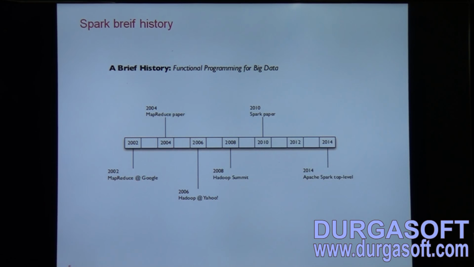This is a brief history of how Spark came into the picture. In 2002 Google presented MapReduce, and in 2004 the MapReduce paper was presented. In 2006 Yahoo presented a paper on the same thing, and in 2008 there were also some paper presentations related to MapReduce. But coming to 2010, the Spark paper was presented.